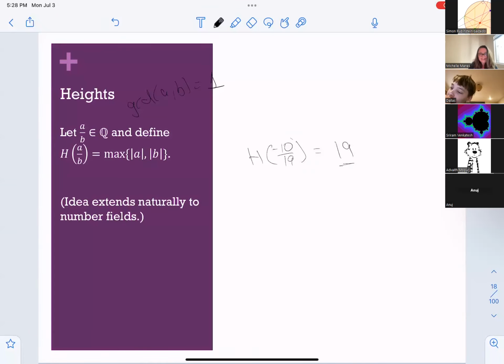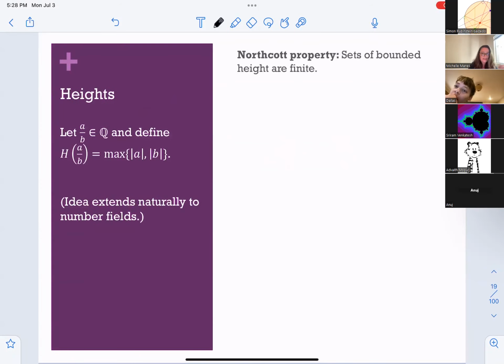Okay, so let me come back to heights. We've got the idea of heights, and here's the really cool property of heights. If I give you an absolute value, and I say list all the rational numbers with absolute value less than 1, you can never finish, right? Because you'd list a half, a third, a fourth, a tenth, 1 over 100. There's infinitely many of them. But it turns out that sets with bounded height are always finite. So let's see that in action.